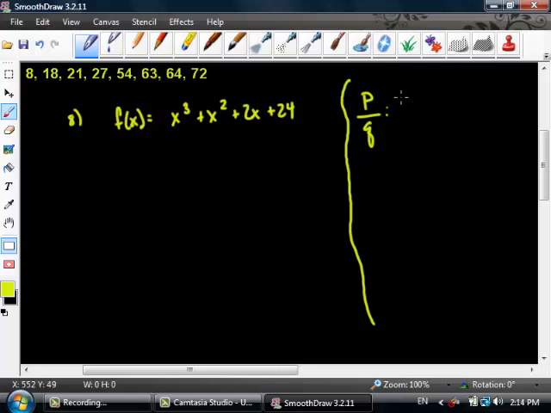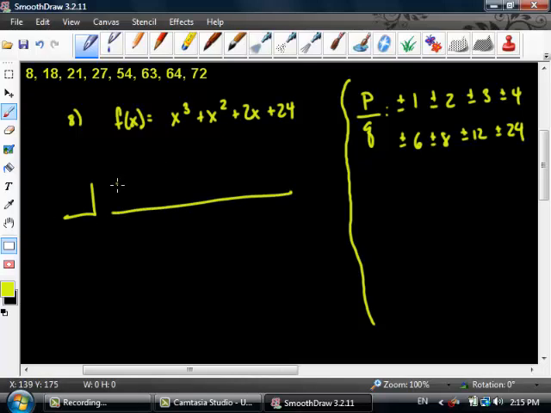So we got plus or minus 1, plus or minus 2, plus or minus 3, plus or minus 4, plus or minus 6, plus or minus 8, plus or minus 12, and plus or minus 24. Those are all of our factors of 24 over 1. And now we just need to start guessing which one of these is going to work inside this synthetic division. So let's go ahead and just start guessing.